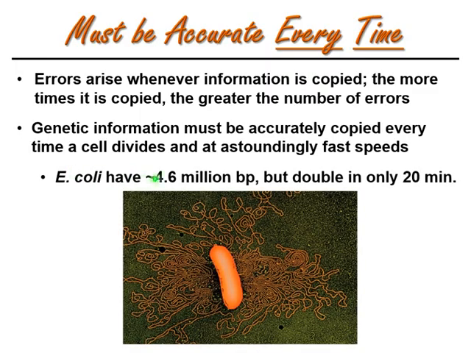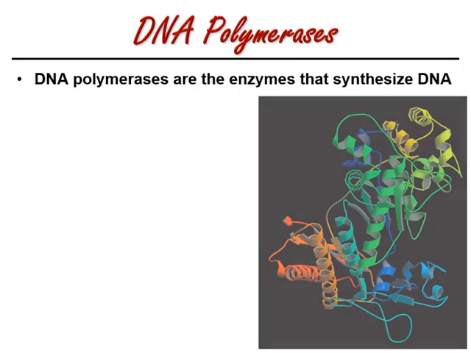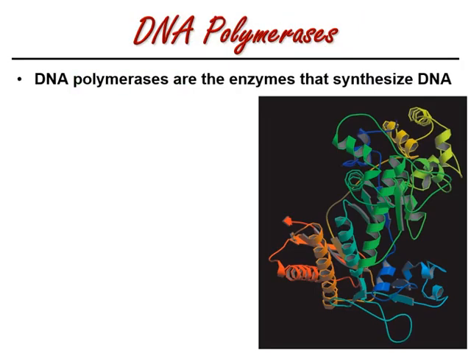coli. You've seen this image before, 4.6 million base pairs, but it doubles in only 20 minutes. And you don't take the entire 20 minutes to replicate that 4.6 million base pairs of DNA. It's only a fraction of that 20 minutes in which you replicate that DNA in E. coli. So DNA polymerases are the enzymes that actually do that.